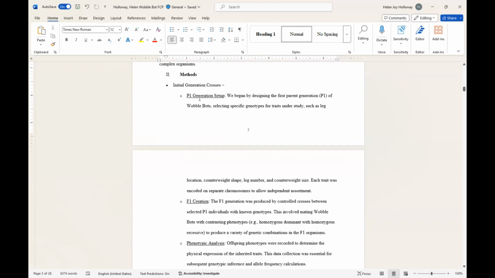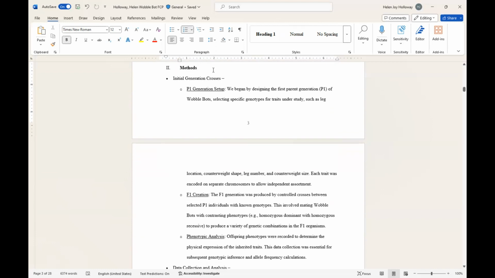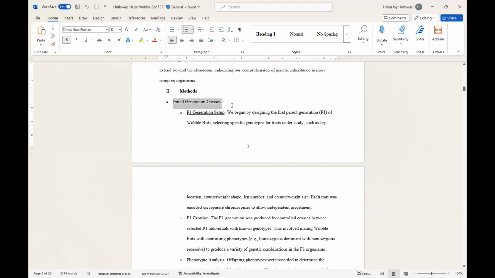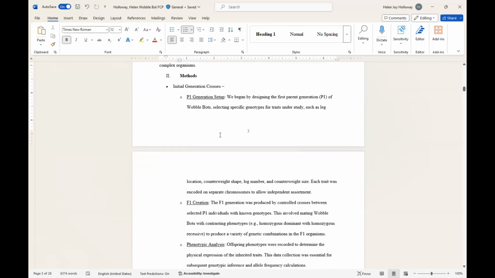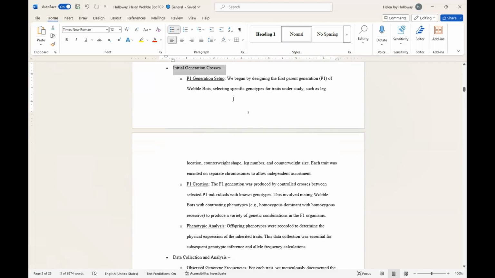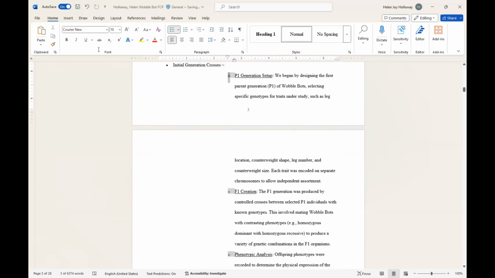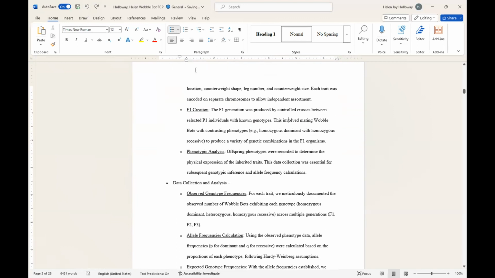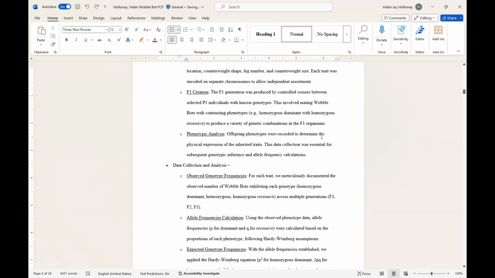And then this is the important part that I think Stu really wanted us to highlight. It's the methods. Basically all this is saying what we did throughout the semester, summarizing the Wobblebot project. He also mentioned that he explicitly wants the method section bulleted. So I started with the initial generation process, which were P1 and F1. You can read that if you want. I'll also send this document to you all along with this video, hopefully.